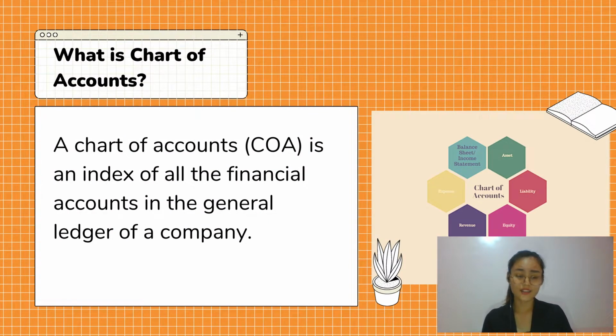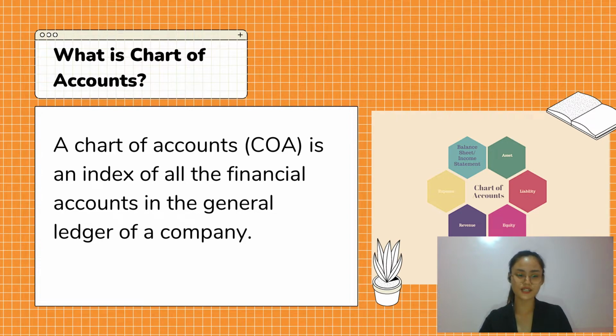A Chart of Accounts, or COA, is an index of all the financial accounts in the general ledger of a company. So companies use Chart of Accounts to organize their finances and give interested parties such as investors and shareholders a clearer insight into their financial health. By separating expenditures, revenue, assets, and liabilities, a company can ensure that their financial statements are in compliance with reporting standards.